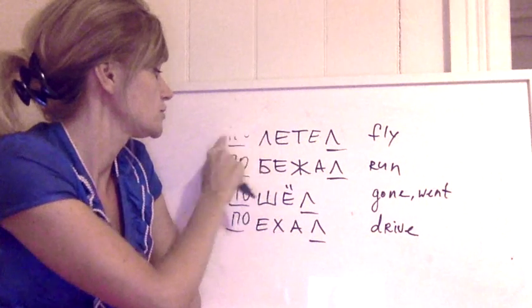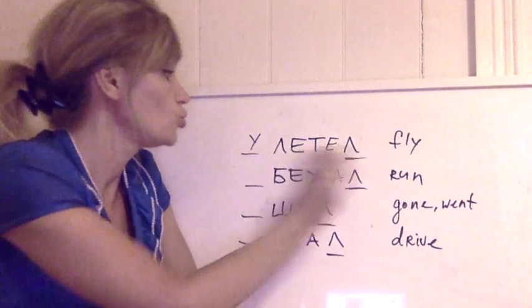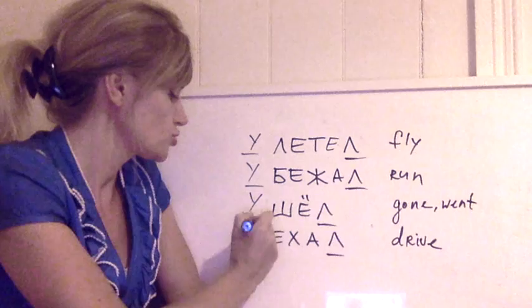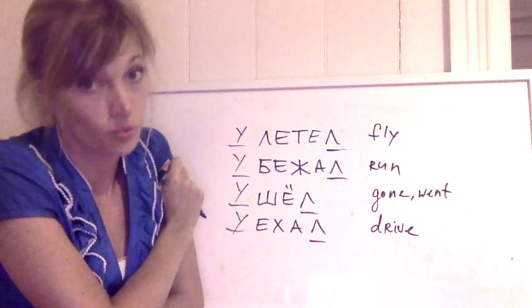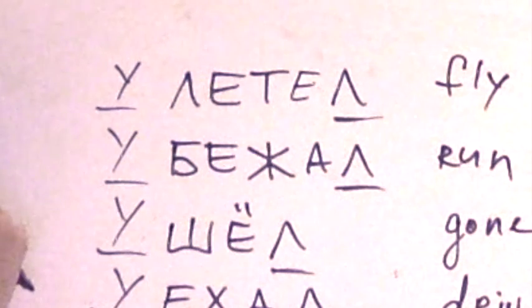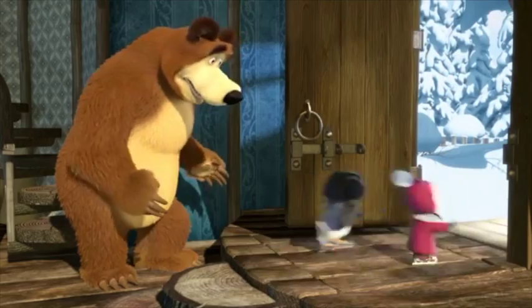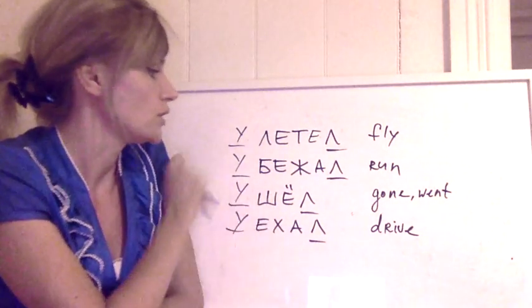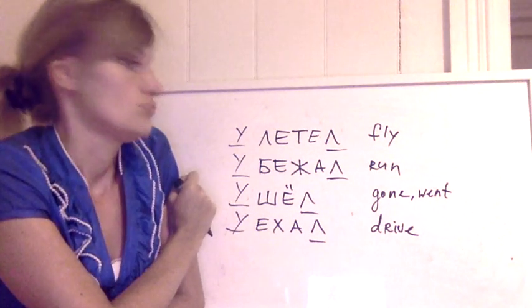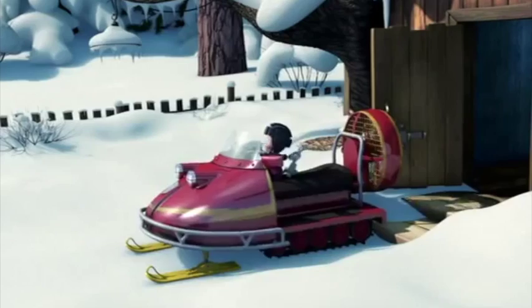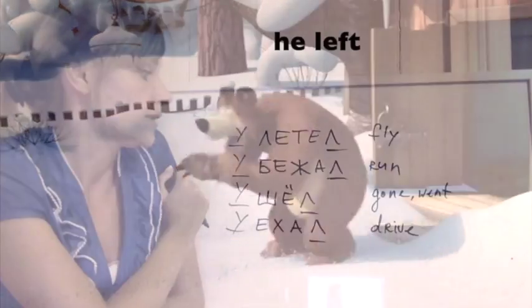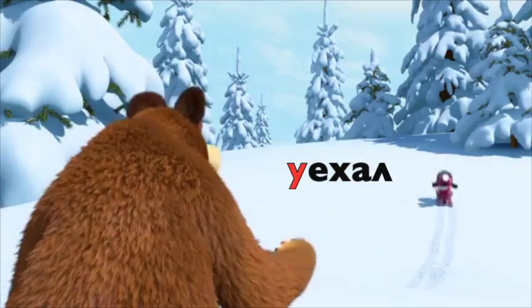If you put у here: улетел, убежал, ушел, уехал, it means away. Улетел, he flew away. Убежал, he ran away. Ушел, he's gone, he left. Уехал, he drove away.